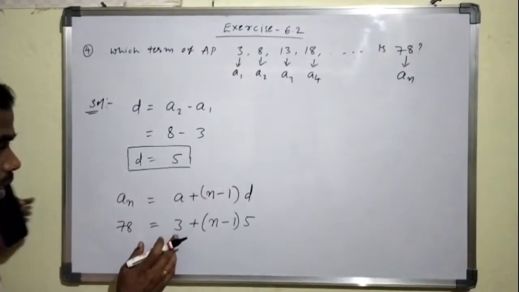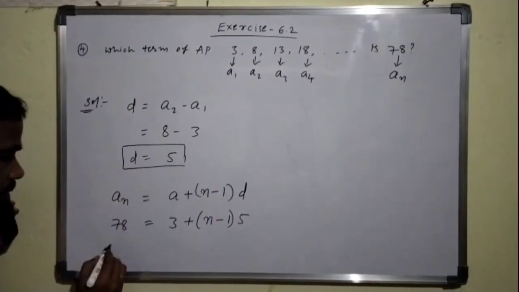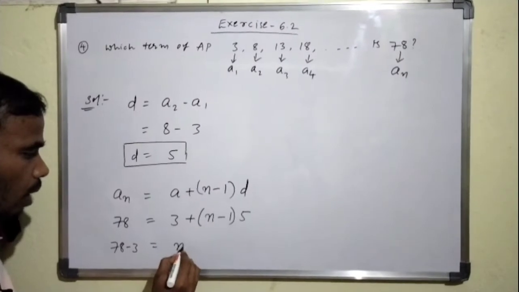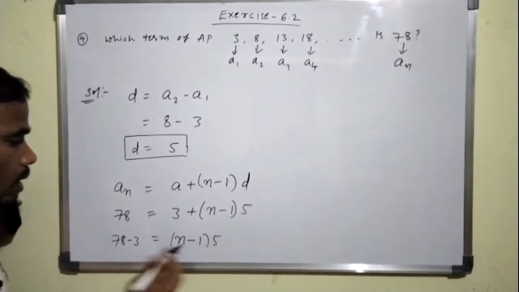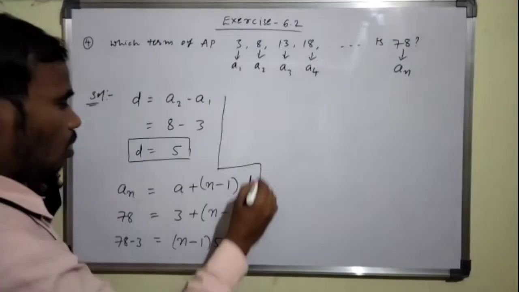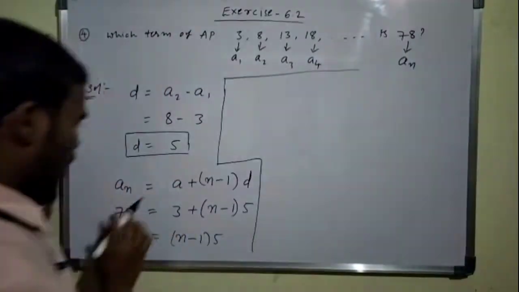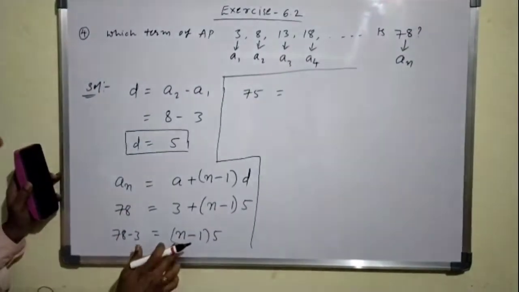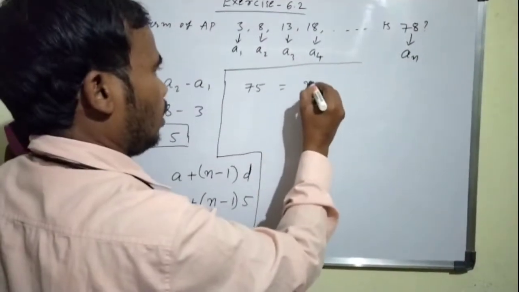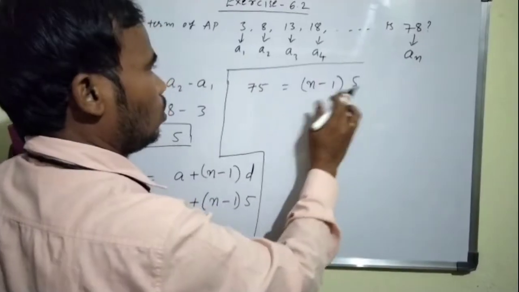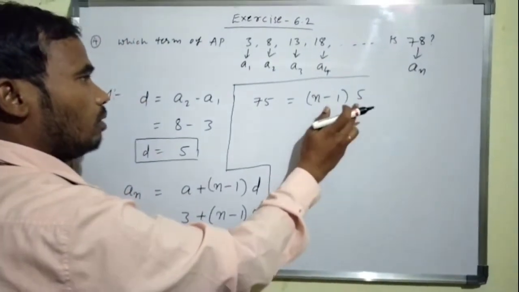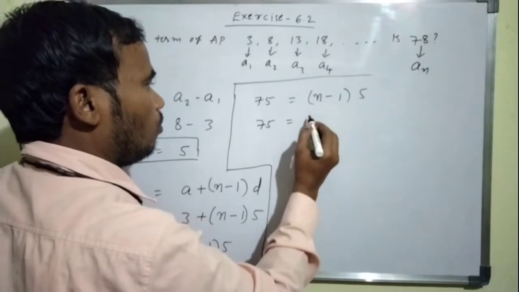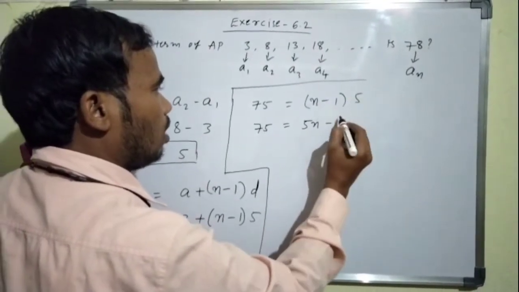Now here the 3 is transposed to the left side. 78 minus 3 is equal to, the remaining right side is only (n minus 1) of 5. So 78 minus 3 is 75. 75 is equal to (n minus 1) into 5. Now you can multiply it: 5 into n is 5n, minus 5 ones are 5.